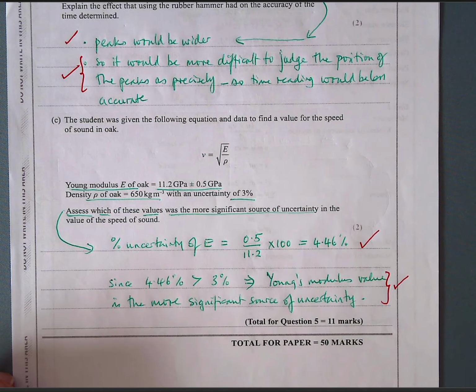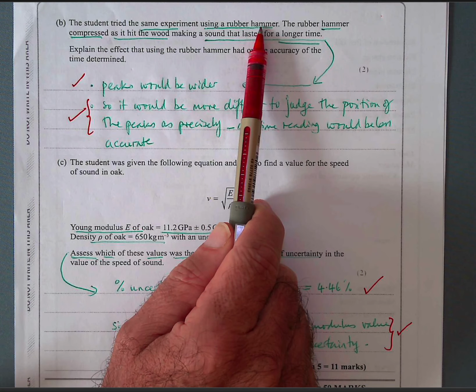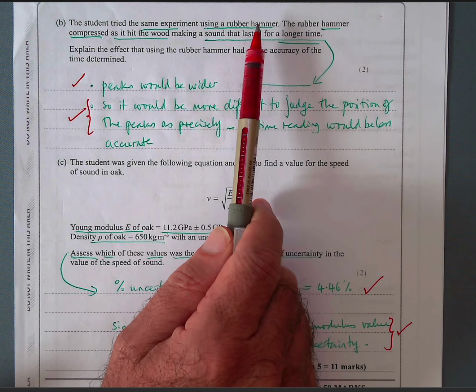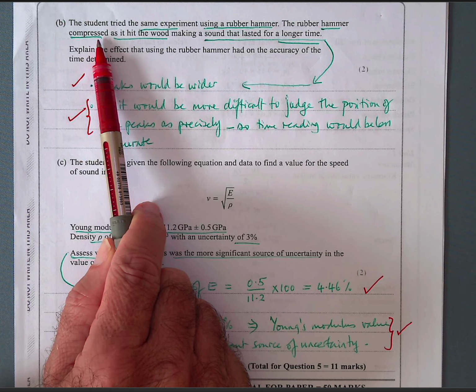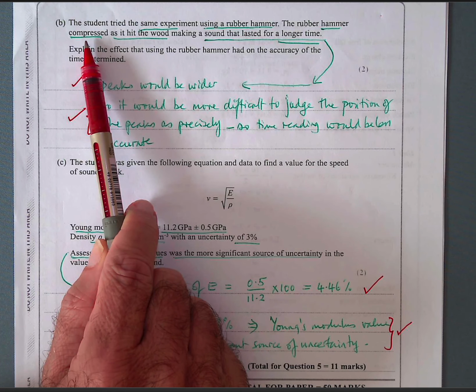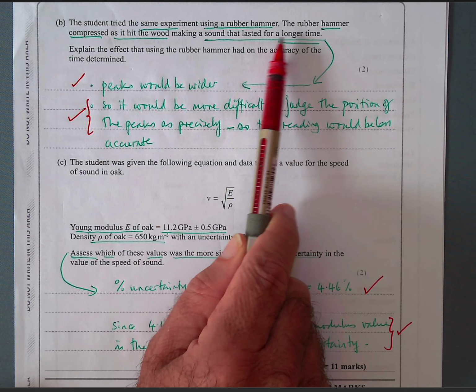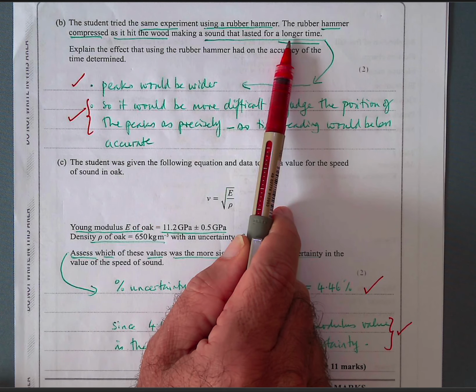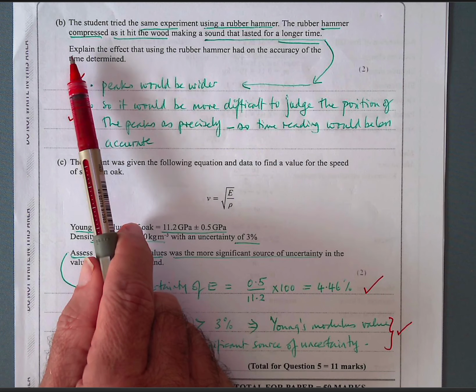Okay, so part B, the student tried the same experiment using a rubber hammer rather than the original one, which was a metal hammer. The rubber hammer compressed as it hit the wood. So if it compressed, it would be in contact with the wood for longer. You know that from your understanding of materials in Unit 1. Making a sound that lasted for a longer time. So if it lasted for a longer time, the peak would be less sharp than the ones that we saw in part A of this question.